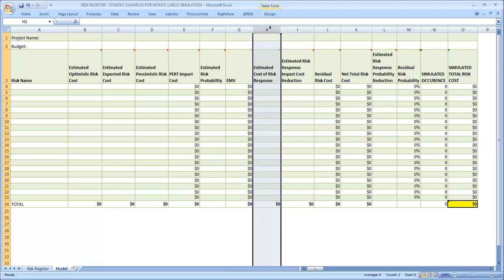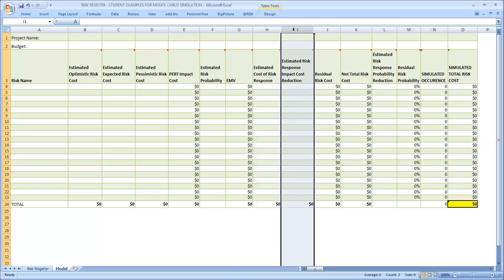So you estimate what the cost of the risk response would be, and that could be a very simple estimate, or it could be a more complicated bottom-up estimate. So you enter the cost of the risk response, unless, of course, you are simply accepting the risk. And in that case, there is no risk response. So the estimated cost of the risk response would be, by default, 0.